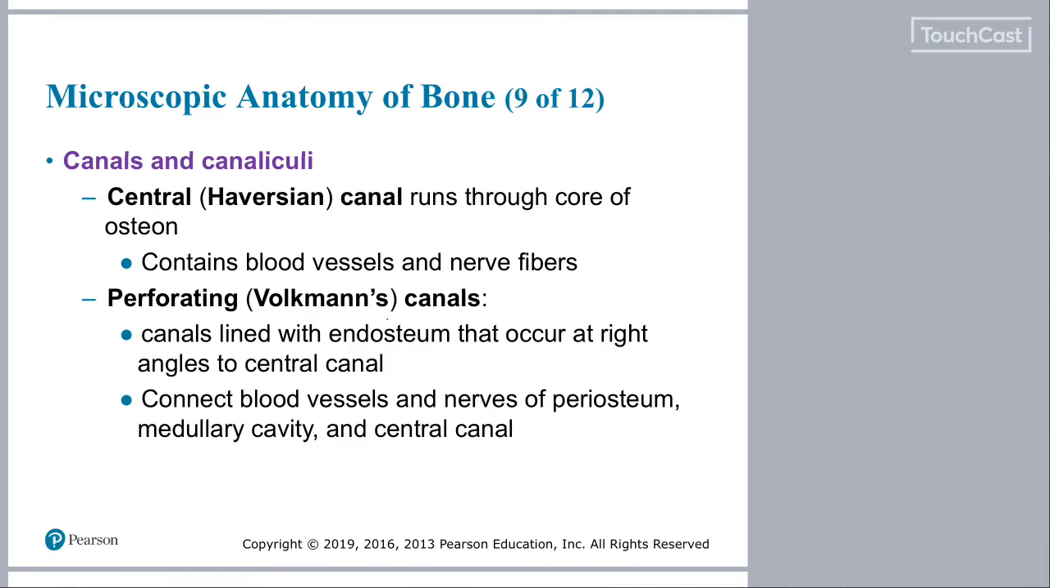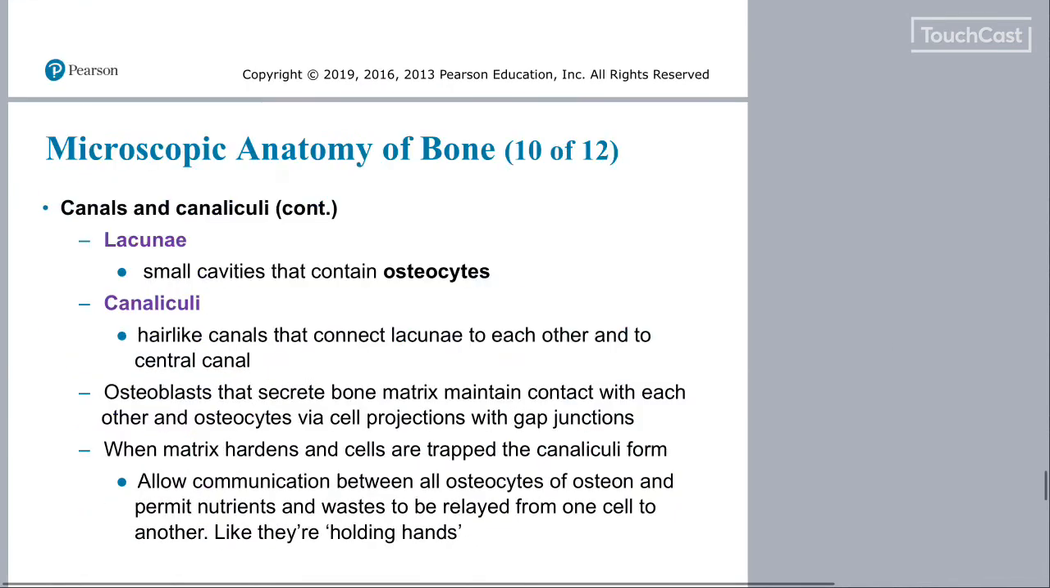And then we also have these Volkmann's canals that are going to come in perpendicular, at a right angle, to the central haversian canal. So they are lined with endosteum, and they are going to connect the blood vessels and the nerves from the outside of the bone, or the periosteum, into that central canal. So we would have our osteon canal, like a haversian canal here, and these Volkmann's canals are going to come in at a right angle, and it's going to snake blood vessels, nerves, and arteries right up through.